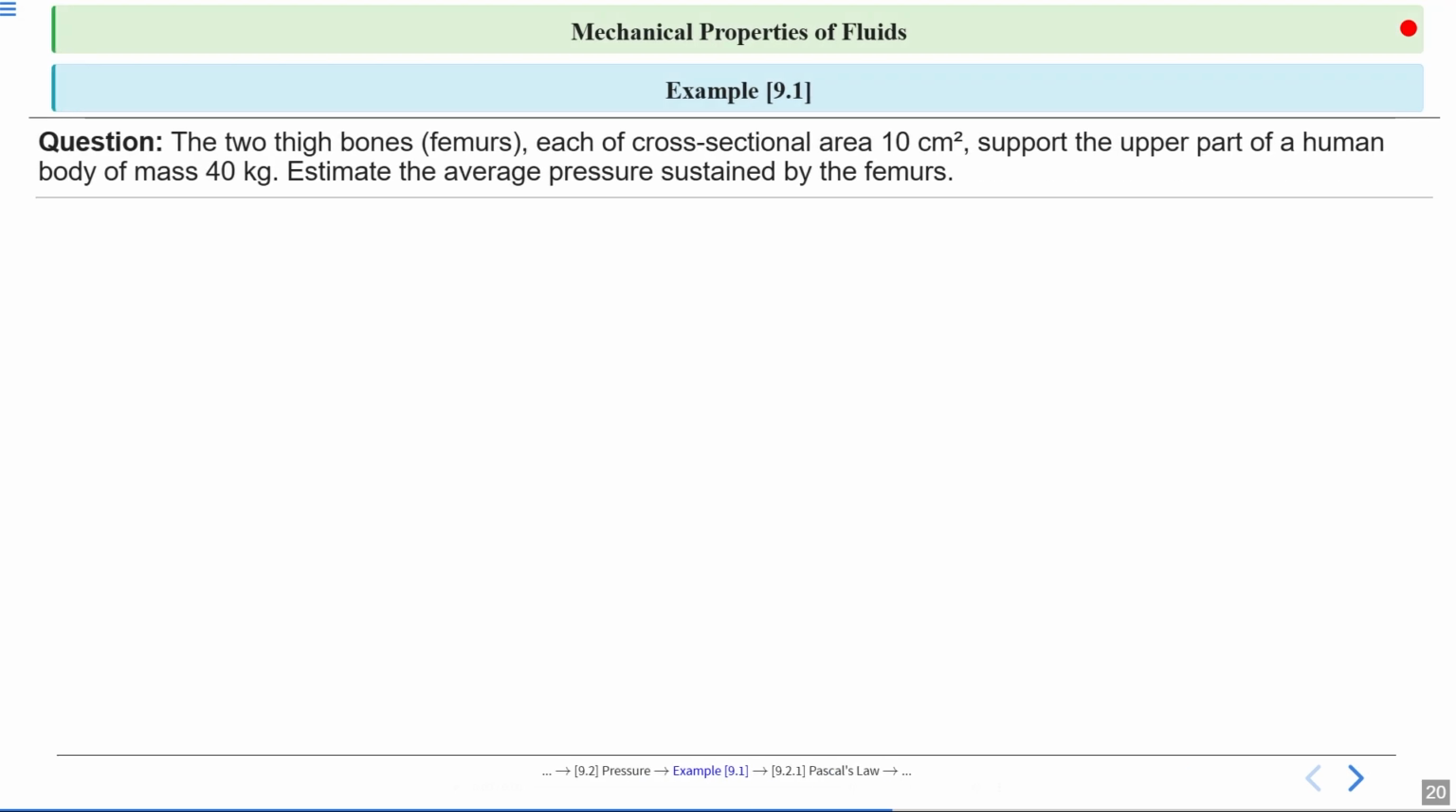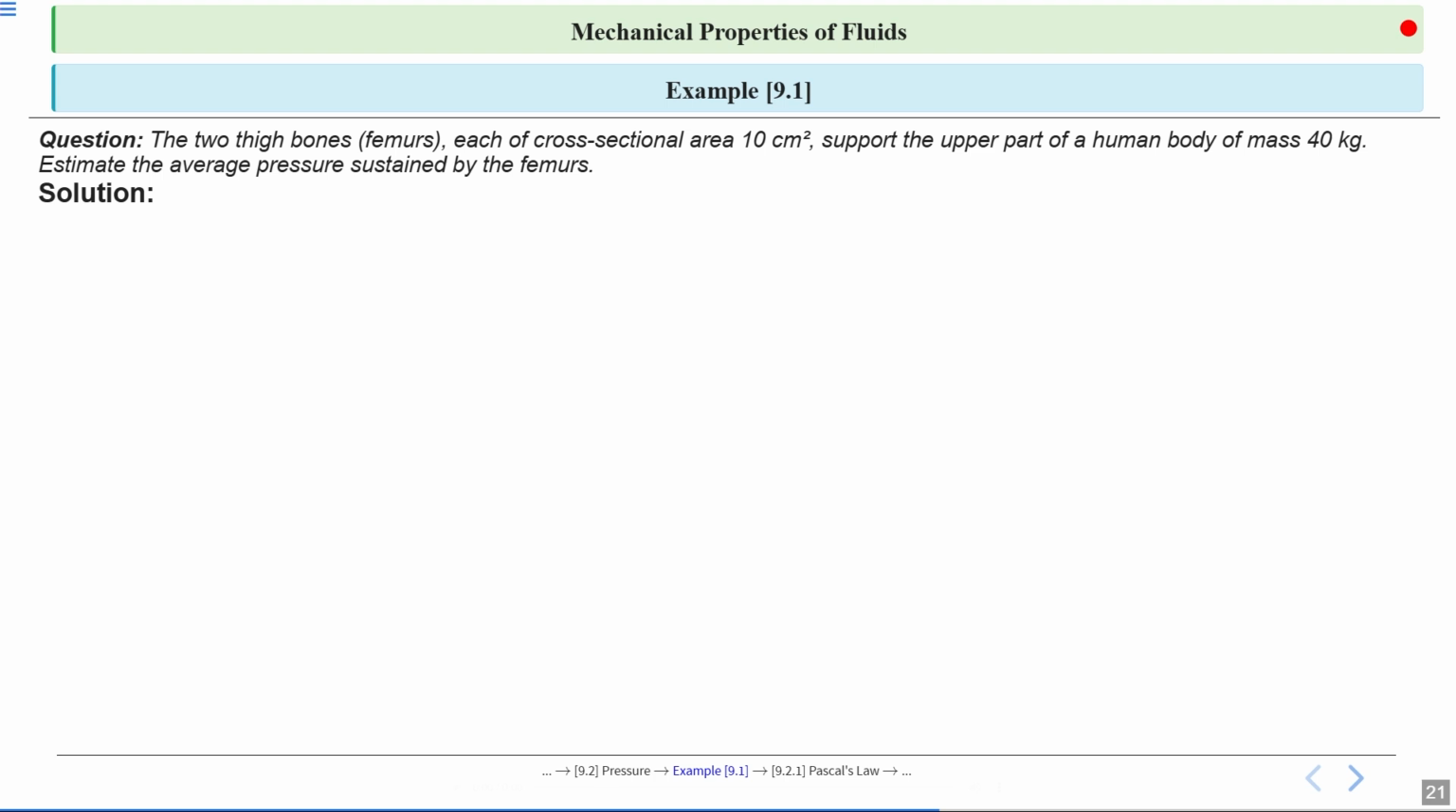Example 9.1. The two thigh bones, each of cross-sectional area 10 centimeter square, support the upper part of a human body of mass 40 kilogram. Estimate the average pressure sustained by the femurs. So here you have to find out the average pressure. All right, let's see the solution.